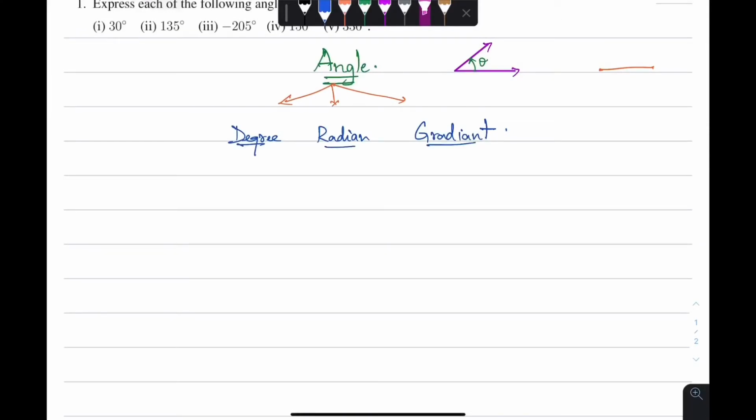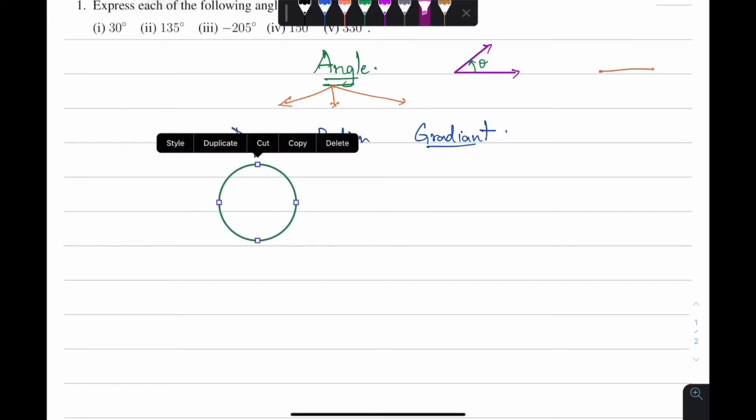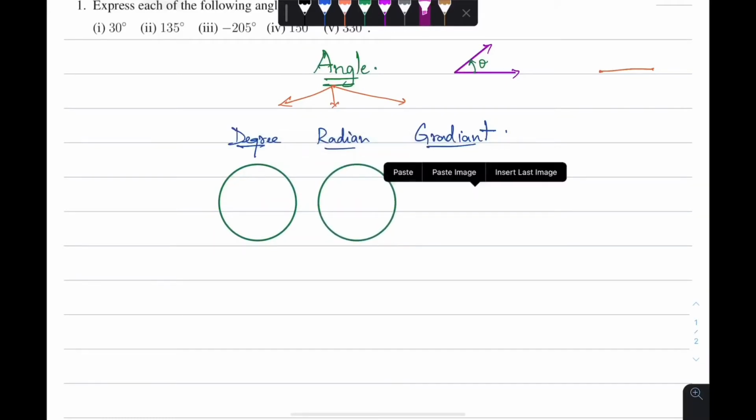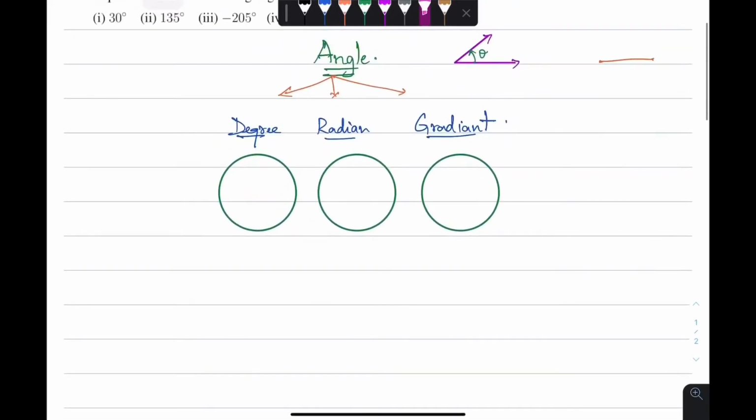I'll be showing you with respect to a complete revolution. We all know that a complete revolution is 360 degree. Let me give you a comparison of the relation with respect to a complete revolution with degree, radian, and gradient, so that this will help you understand the concept of angles and the relations also. In degree, one complete revolution is 360 degree, in radian it is 2 pi radian, and for grade you call it 400 grads.